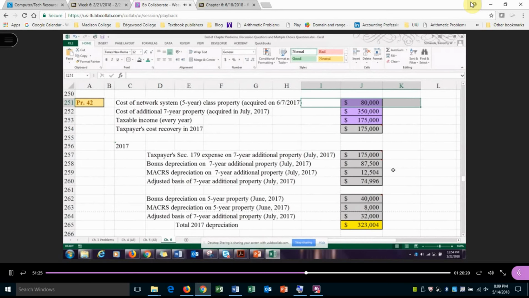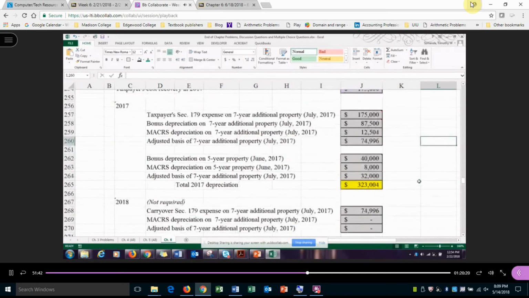Betsy will elect Section 179 expensing. She also acquired 7-year property in July 2017 for $350,000. Determine Betsy's maximum cost recovery deduction with respect to her purchases.